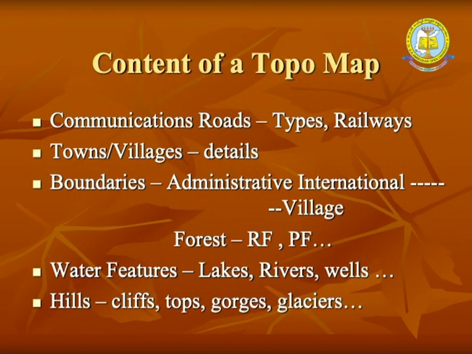Some examples have been given here, and they are all depicted in various colors and using various symbols. Once you start using a topographical map more, you will be able to understand the importance of the symbols and the colors, because they are all called conventional symbols, and the same symbols and same colors are used the world over, so that there is a uniformity of understanding the map data. Contents of a topo map: basically communication, roads, towns, as I mentioned, boundaries, water, hills. The height information is also very, very important.